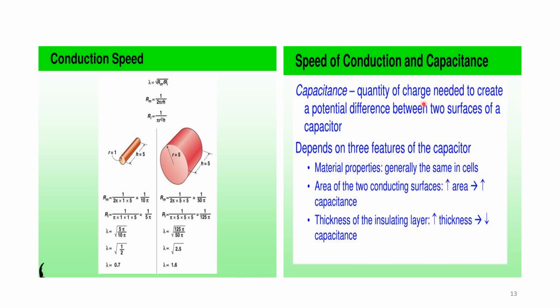The capacitance is the quantity of charge needed to create a potential difference between two surfaces of a capacitor. So that much charge is required to create a potential difference between two surfaces of the capacitor. It depends on three features. Material properties, generally same in all cells, and it depends on the area. That is, increase in the area leads to increase in the capacitance. And it also depends on the thickness. Increase in the thickness leads to decrease in the capacitance.